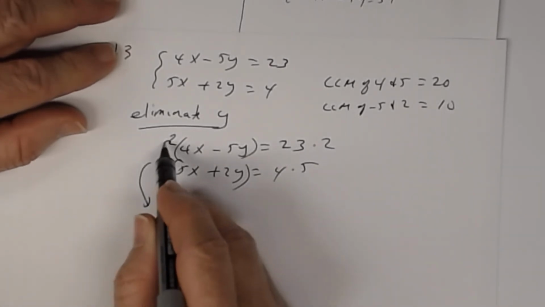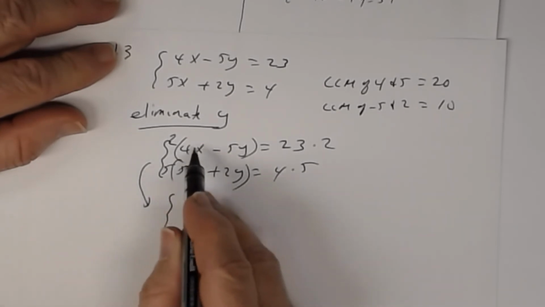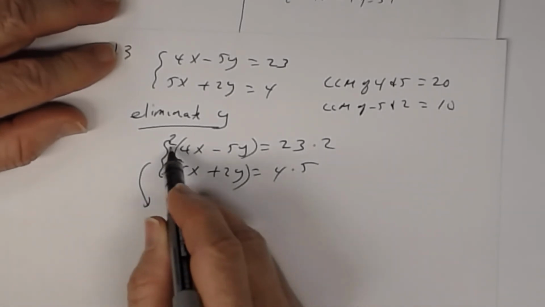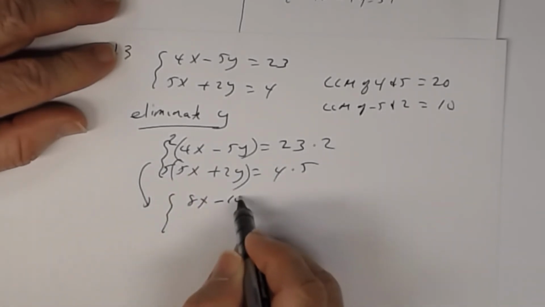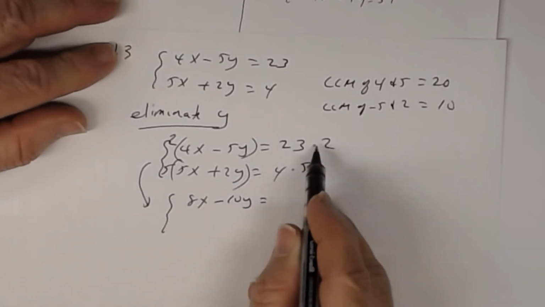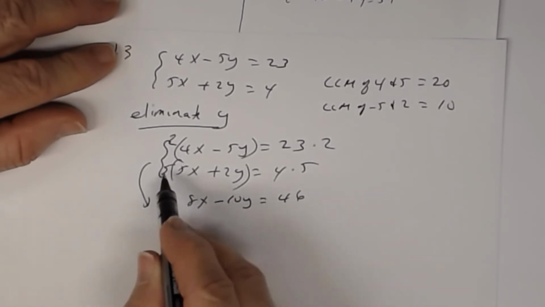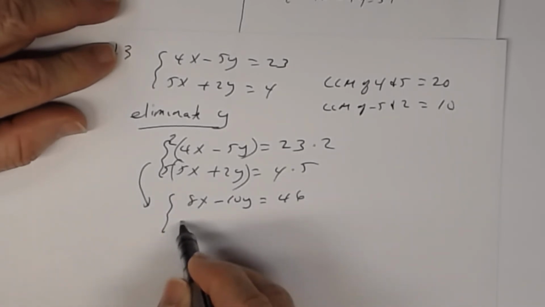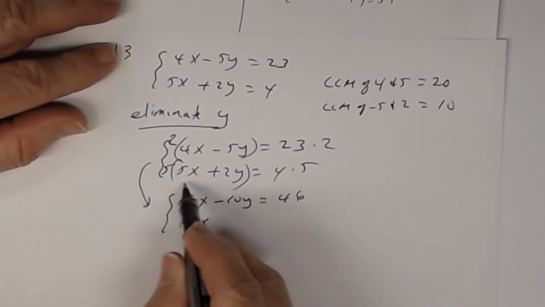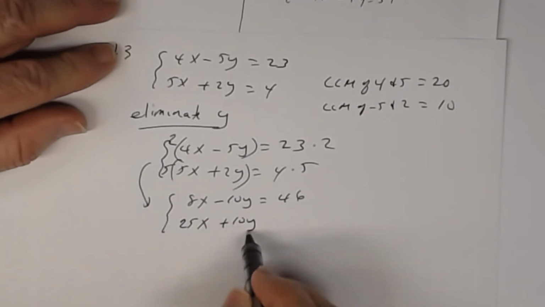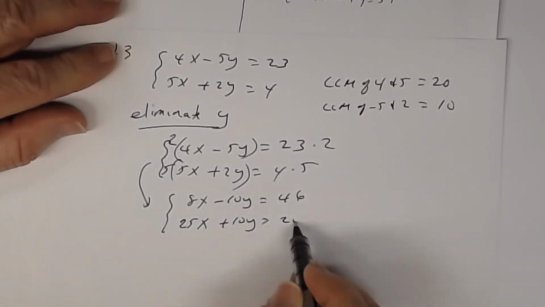Now we're going to distribute. 2 times 4x is 8x. 2 times a negative 5y is a negative 10y, and then 23 times 2 is 46. The next one, 5 times 5x is 25x. 5 times 2y is a positive 10y. 4 times 5 is 20.